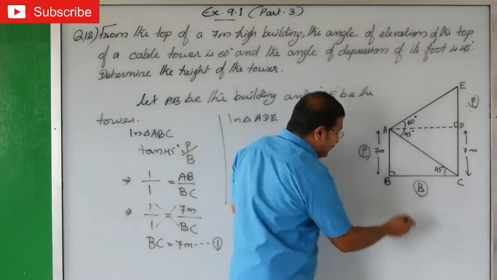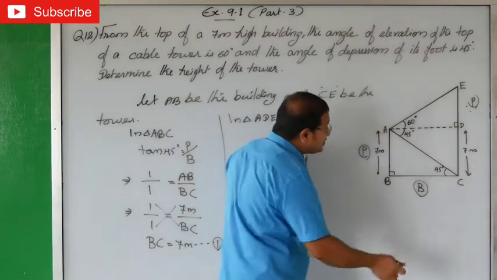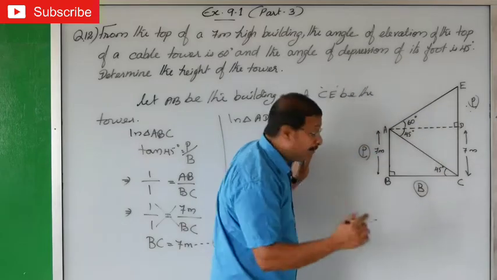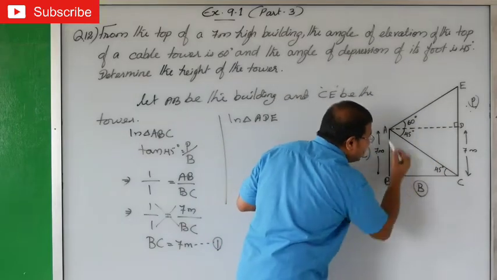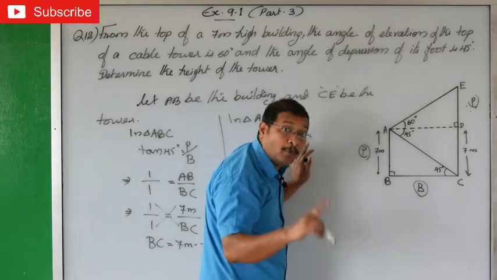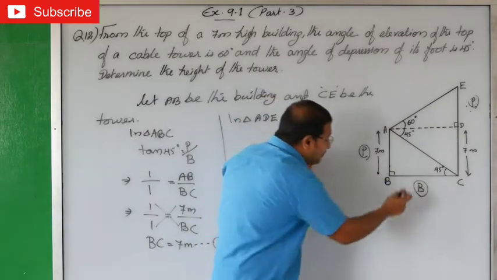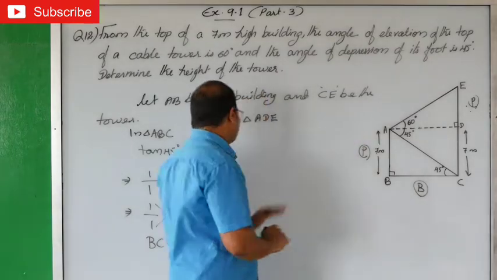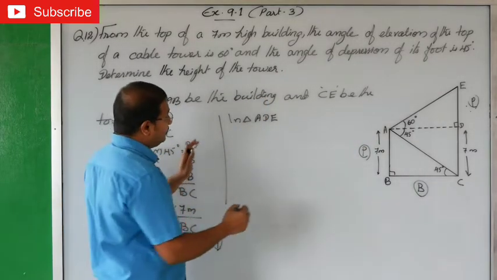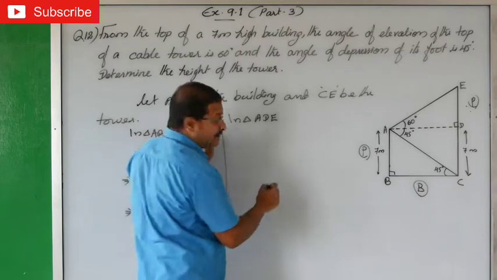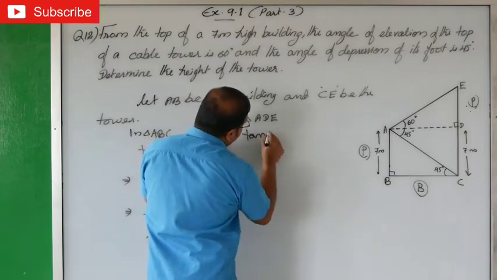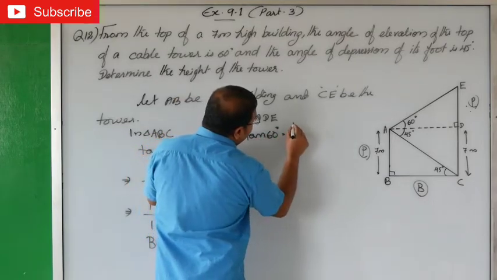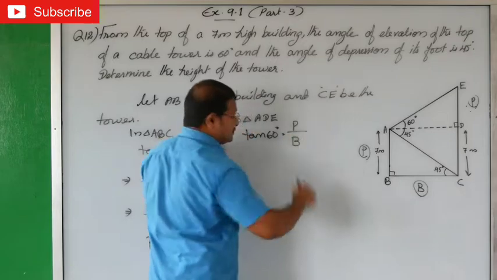AD. And here BC and AD are equal. Why? Because this is a rectangle. Rectangle means opposite sides are equal, isn't it? That means AD and BC will be equal. Okay? Now, in triangle ADE, tan 60 degree equals perpendicular by base.